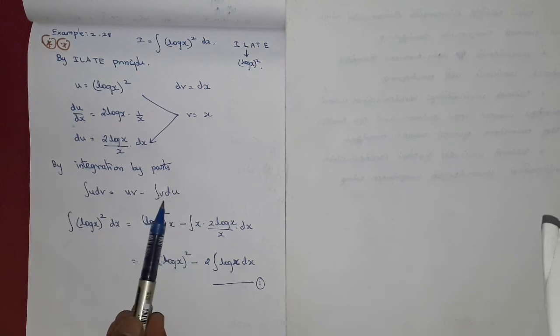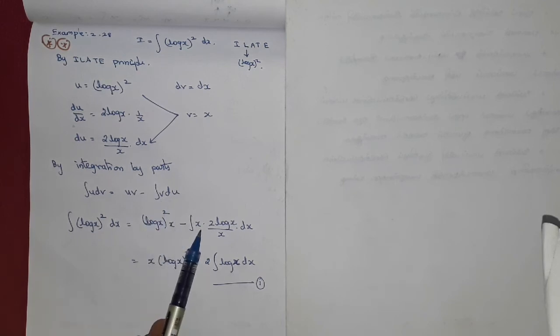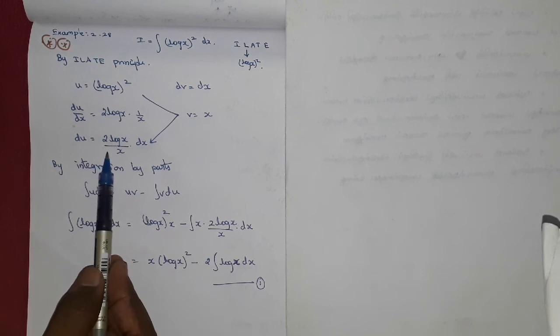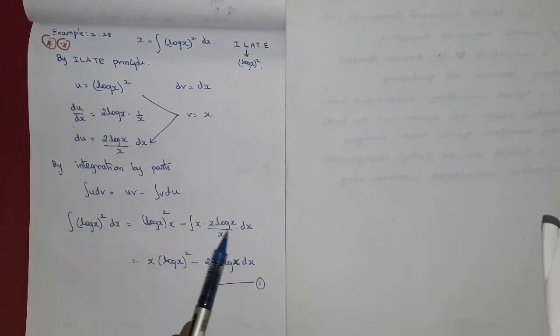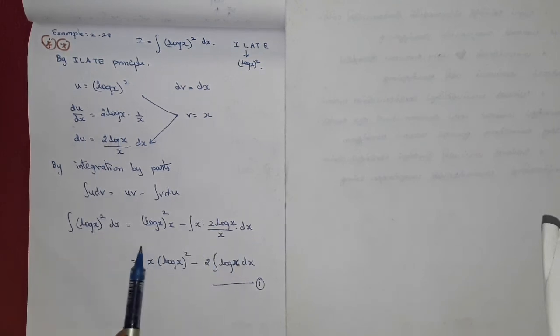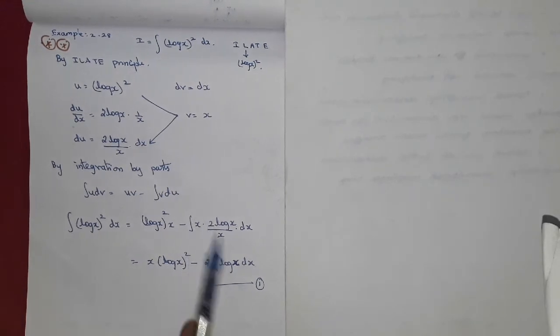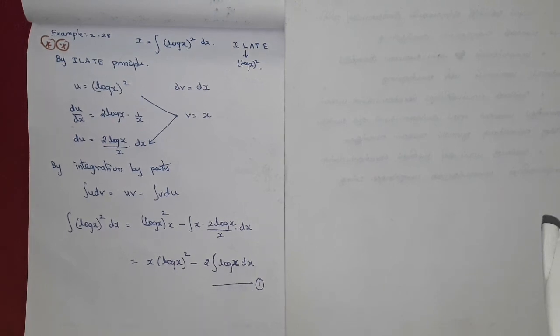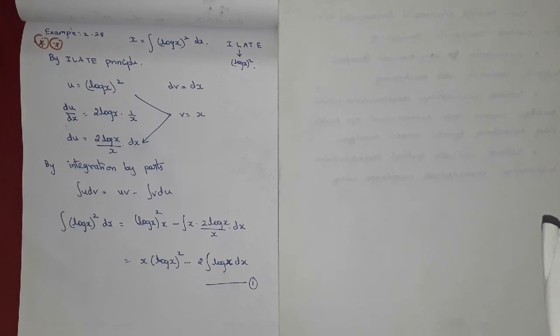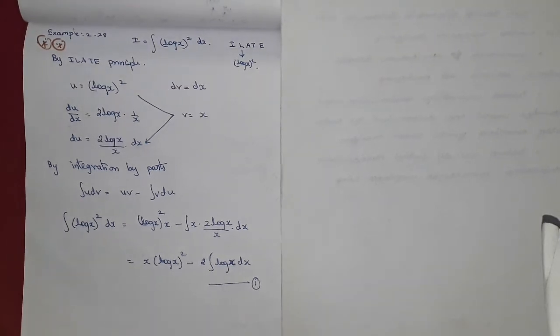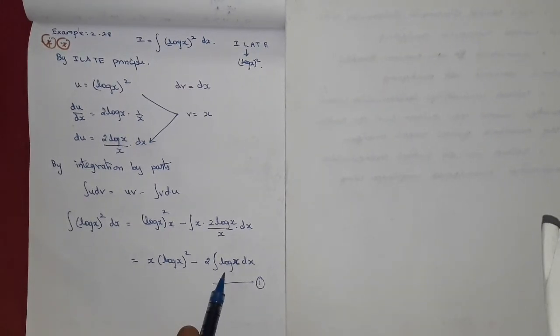integral v du. v answer is x into du. du answer is 2 log x by x into dx. Here x and x will get cancelled. So take the 2 outside. So we'll be having this stage. And here you cannot integrate this particular log x directly because we have no formula to integrate log x directly. So again this should be done by integration by parts.